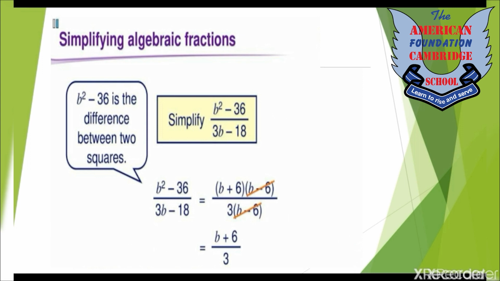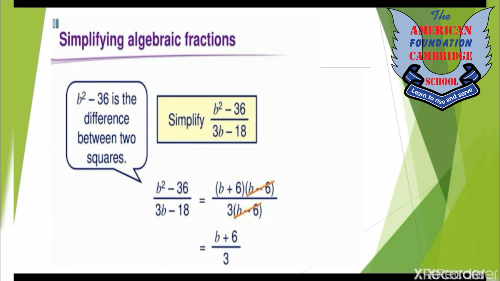All of you are quite familiar with algebraic identities, which we have done in chapter number 4. I am talking about the third identity here, which was a square minus b square is equal to a plus b, a minus b. You can simply apply that identity on this numerator, b square minus 36. You can see that b square is a perfect square and 36 is also a perfect square. So you just have to apply the identity here and you will get b plus 6 and b minus 6 as a result.